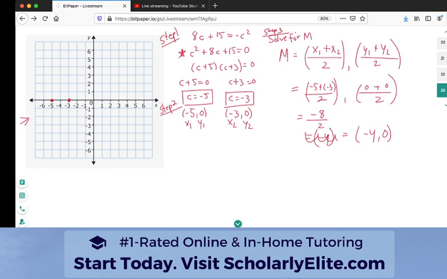And then we take that, and step 4 is just plugging this negative 4 into our original equation. So we're going to go 8 times negative 4 plus 15. Oh wait, no, that's not the equation. Negative 4 squared plus 8 times negative 4 plus 15, which let me just plug all into my calculator. So that is 16.